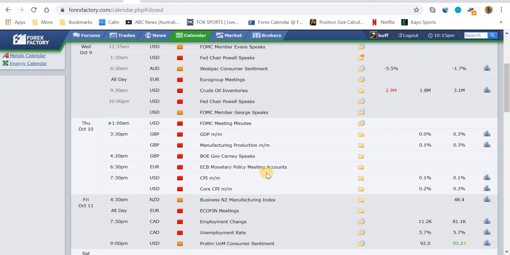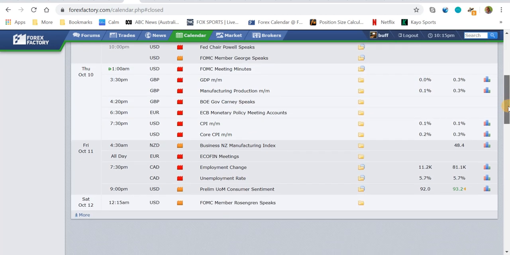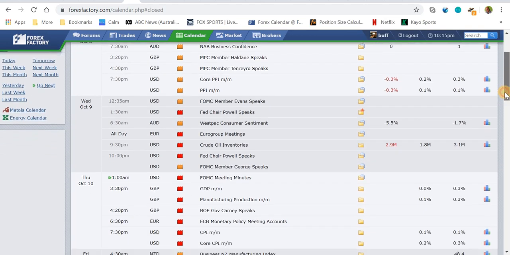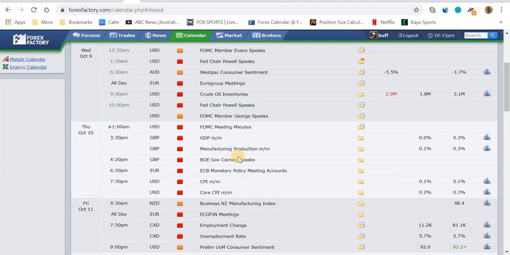ECB monetary policy meeting accounts, CPI for the US, all picks up later in the week as usual. And Friday, not sure what those are, some Euro meetings. And Canada, we've got employment numbers, which could be a mover on the Canadian pairs. And that's about it for the week. So it was a very quiet start of the week, but it's starting to pick up now. And that 1 a.m. could be interesting, the FOMC meeting minutes. Could affect the US dollar.